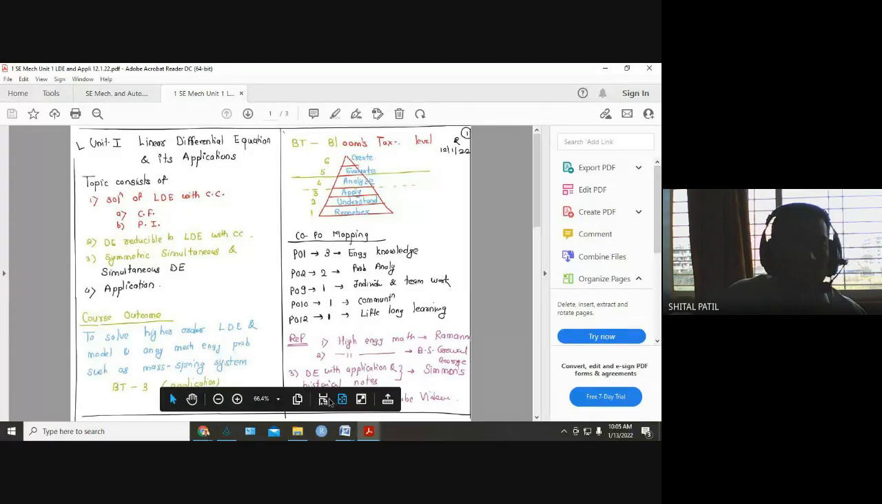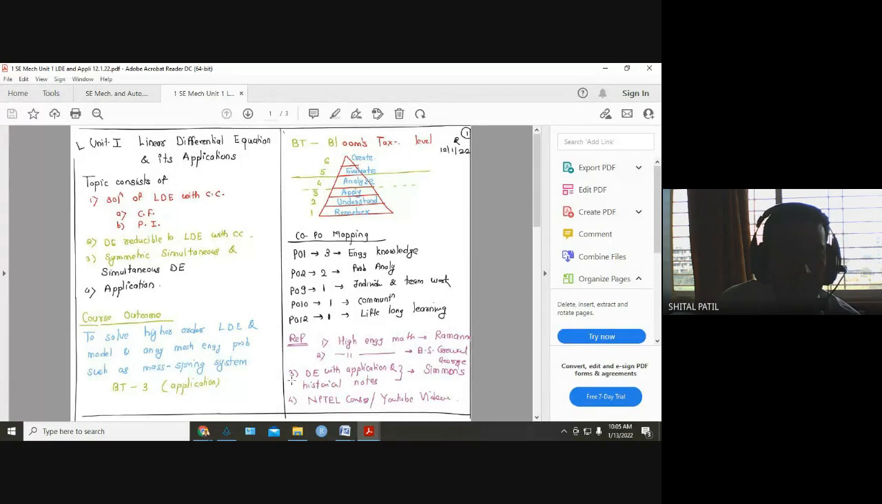Solution of the linear differential equation. This is the most important part, and it covers two-thirds of the unit. Then differential equation reducible to LDE with constant coefficient, symmetric and simultaneous differential equations, and then applications.